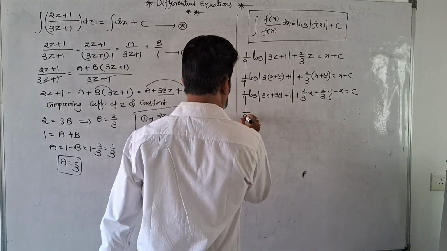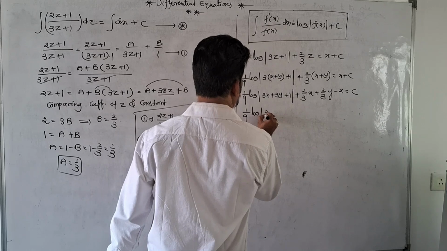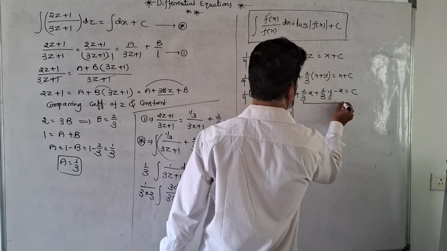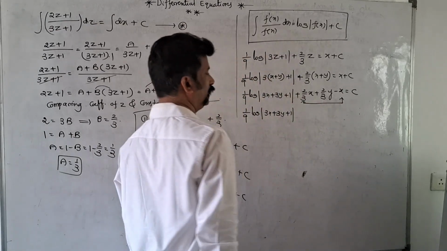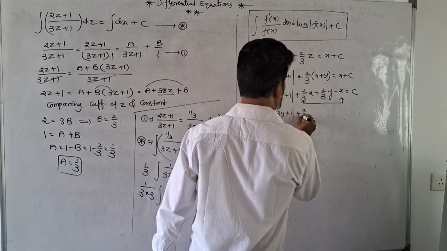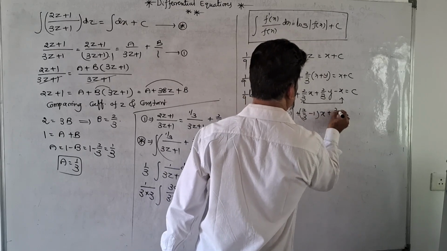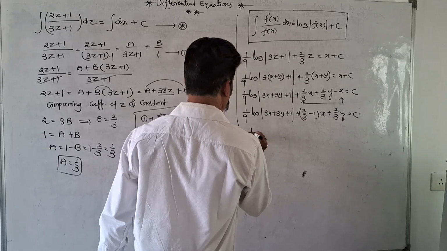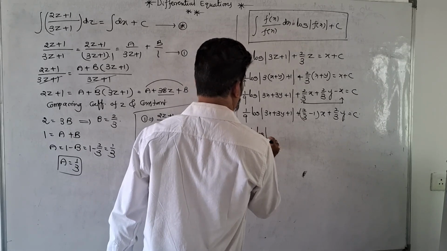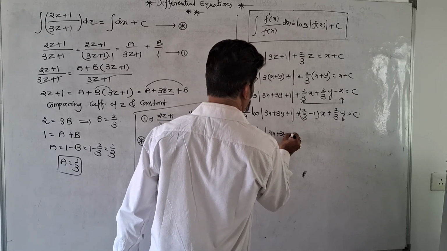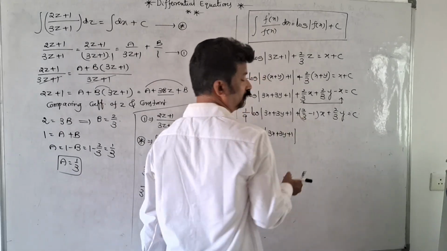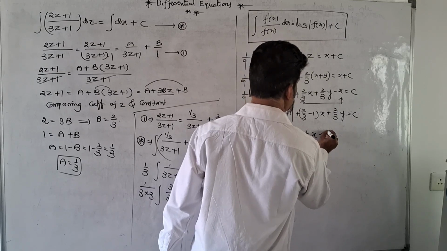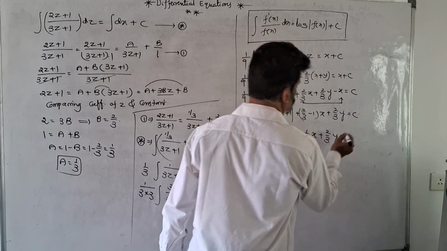So this is equal to 1 by 9 into log of 3x plus 3y plus 1, plus, like this, this one is expanding completely. 2 by 3 minus 1 into x plus 2 by 3 into y is equal to c. So 1 by 9 into log of modulus of 3x plus 3y plus 1, 2 by 3 minus 1, minus 1 by 3, minus 1 by 3 into x plus 2 by 3 into y is equal to c.